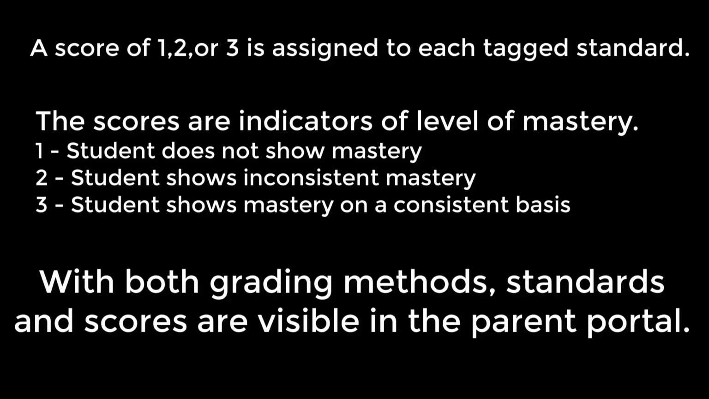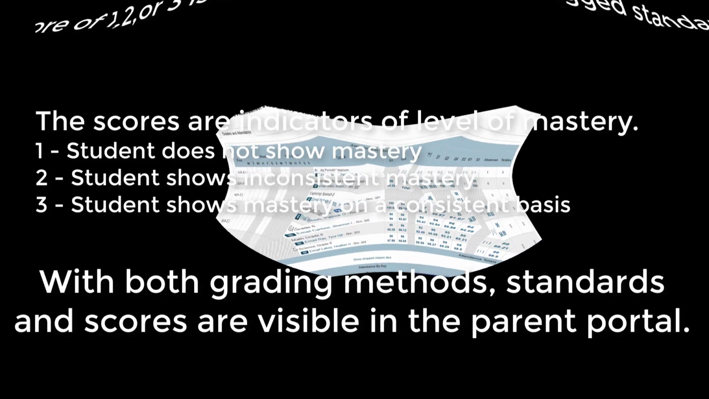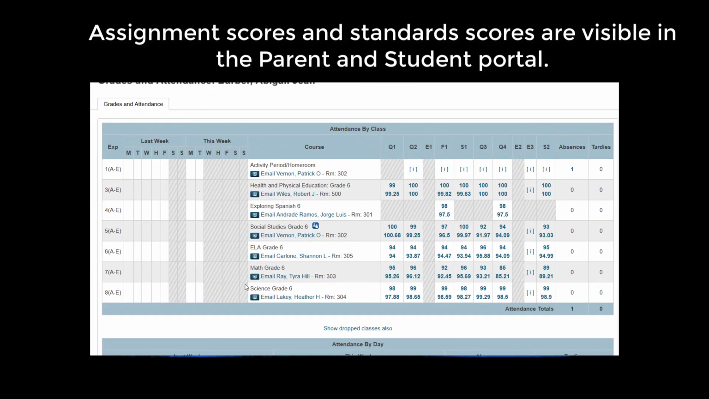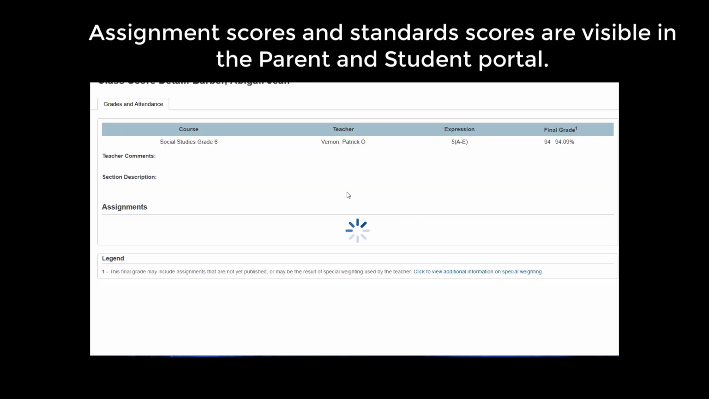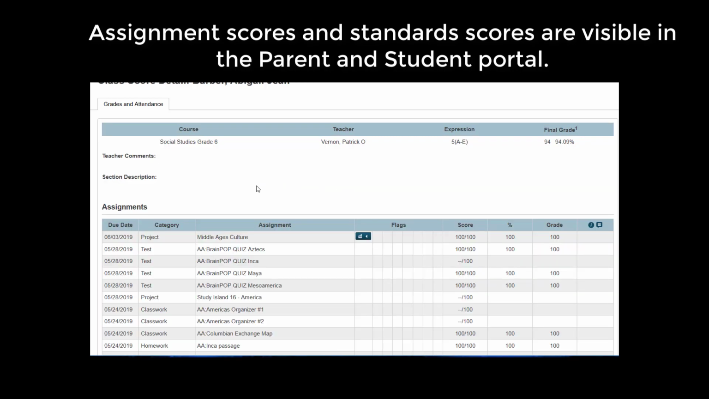With both standards-based and traditional grading methods, standards and scores are visible in the parent and student portal. So now I've gone into the parent-student portal for one of the students in the class that I just entered the assignment for. And it was Social Studies 6, and it was in quarter 4. So I'm going to click on quarter 4. And it was this assignment right here.